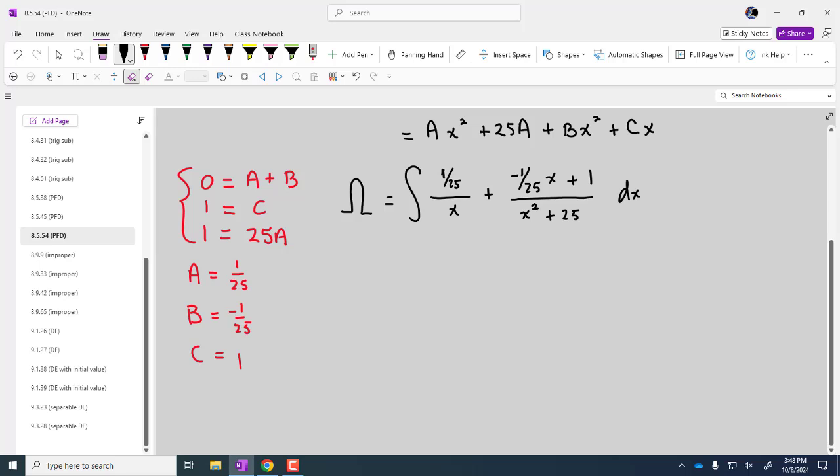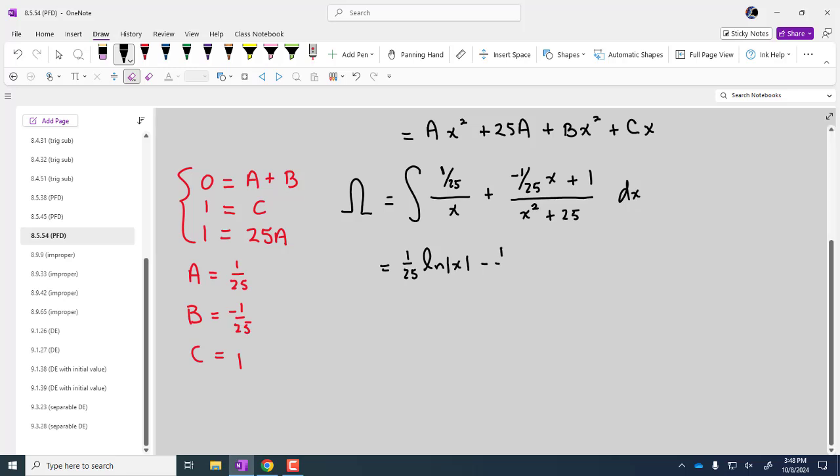Okay, the very first one, that one's pretty easy, right? That first one is just a natural log. So we have 1/25 ln absolute value of x. Second one, we need to split the fraction. So that x squared plus 25 gets used twice. It's going to go into the first term and into the second term. So I'm going to break this into 2 integrals, integral of this and integral of that. We're splitting the fraction, splitting the integral.